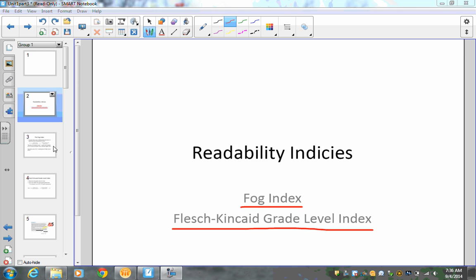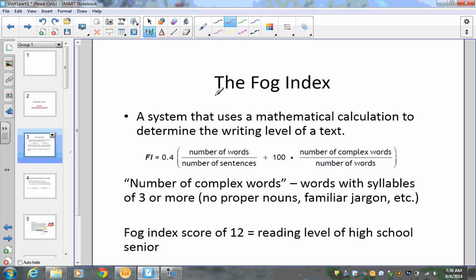Let's get started. The first one we're going to be talking about is the Fog index, and basically the Fog index is an equation that determines the writing level of a text. What I mean by a text is language arts, paragraph stuff, and we're going to determine how difficult it is to read, or in other words, what grade level a certain text would be considered. Just an example I wrote down here, a Fog index score of 12 would represent the reading level of a high school senior.